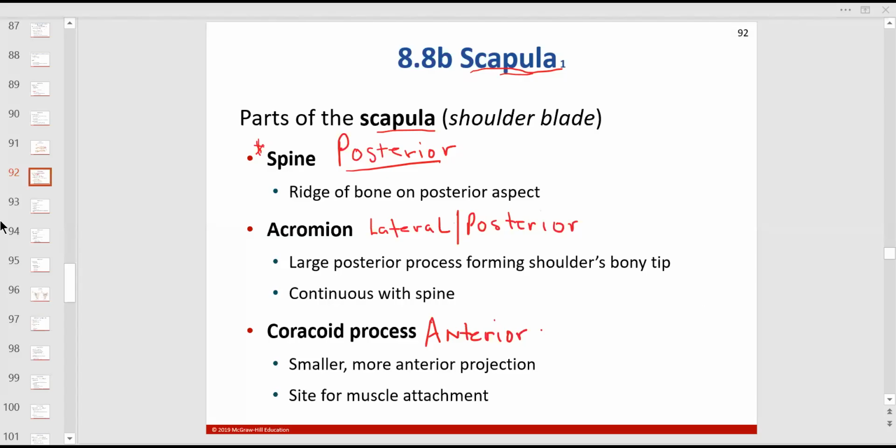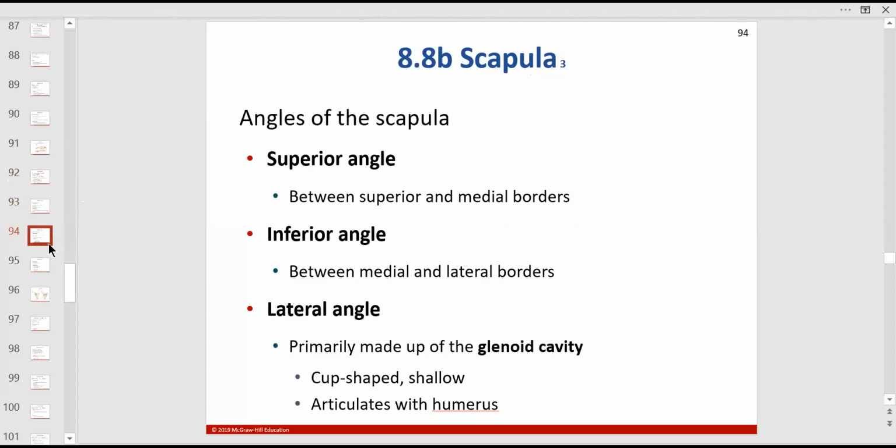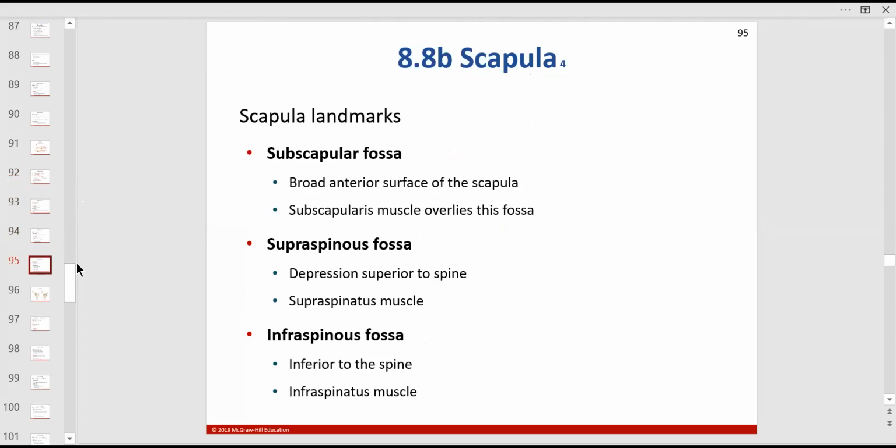So of course I'm gonna have to show you pictures of all this, and you're gonna have to go through those videos because this is really difficult to look at in pictures. So you should know what's superior, what's medial, and lateral border. And let's see, angles. I'm really more interested in the inferior angle, and the fossas we'll go through.